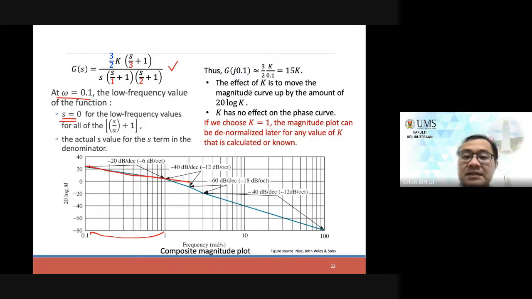Then on the other hand, where is this 3 over 2k? We will combine this, assuming 1 decade before, 0.1. Divide by 0.1, and we would roughly get 15k. So the effect of this k is moved to the magnitude, same thing, 20 log k. From there, we would choose k equals 1. The magnitude can be denormalized later for our calculations. Just plot accordingly, then the second part, the third part, and the final part.